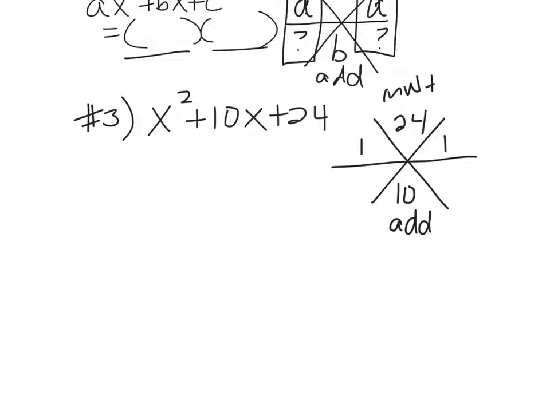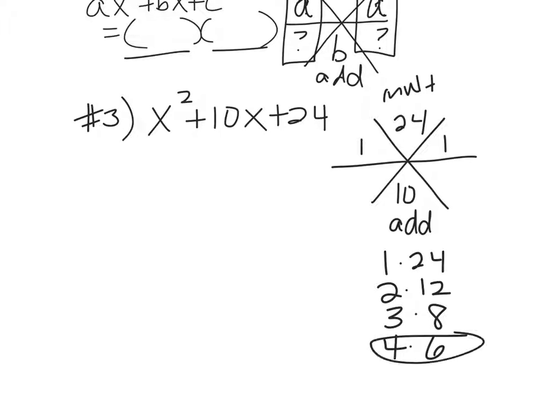Now, if you struggle with this part, all you have to do is write down your multiples of 24. Like, what times what's 24? 1 times 24, 2 times 12, 3 times 8. This one has a lot, right? 4 times 6. And then you go, wait a minute. That adds up to 10. Okay? So I'm going to put a 4 here and a 6 there. And it doesn't matter which way. 6 and 4, 4 and 6.